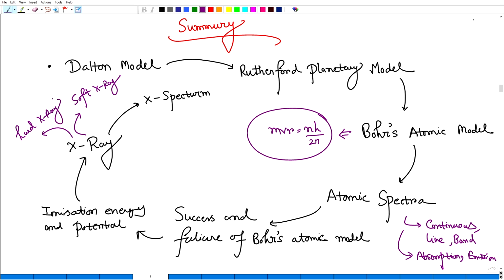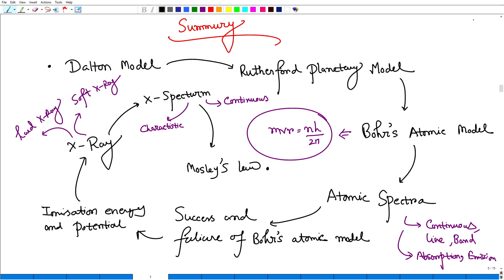After discussing the X-ray spectrum, there are 2 types of spectrum, continuous and characteristic, and then we came into Moseley's law. So, this was a total picture. We start with the Dalton model and we end up with Moseley's law. Okay, this was our chapter's overview, not exactly a summary, we just drew the path of the course, how it runs.